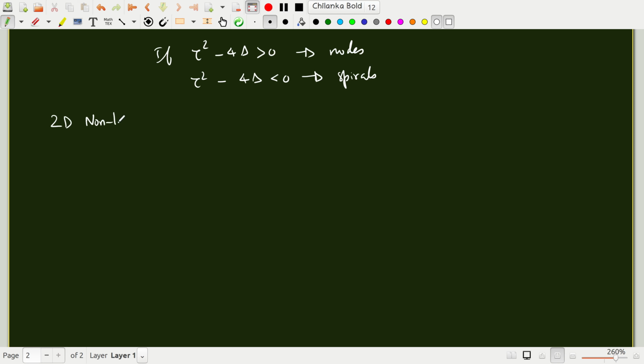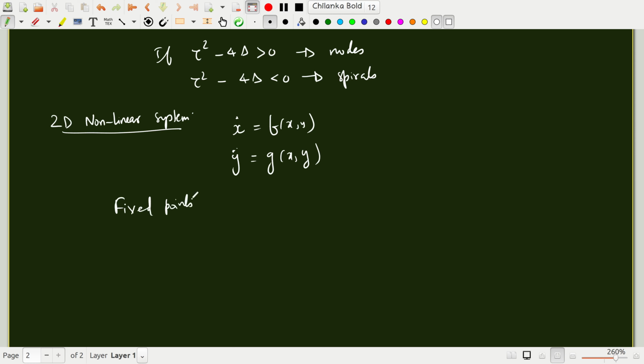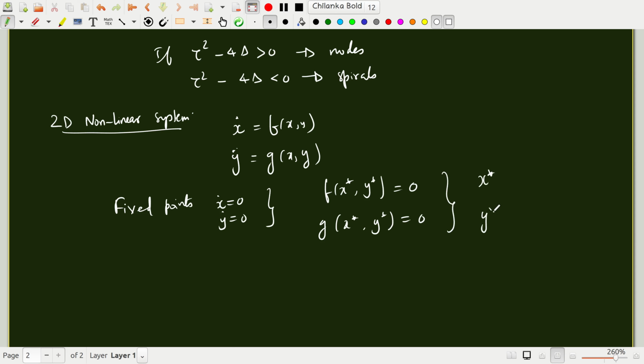Suppose you have a 2D nonlinear system. So far we have been discussing 2D linear systems. Suppose you have a 2D nonlinear system: x dot is f of x y, y dot is g of x y. Now you have to find the fixed points by setting x dot to 0 and y dot to 0. So you have to solve these two nonlinear equations simultaneously, and that will give rise to the fixed points.